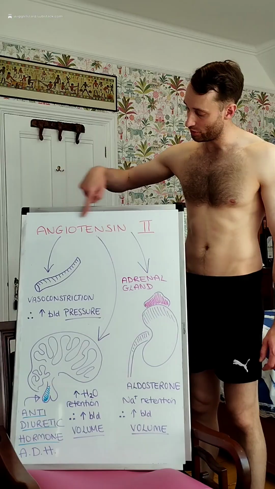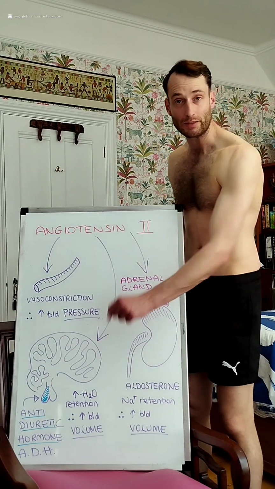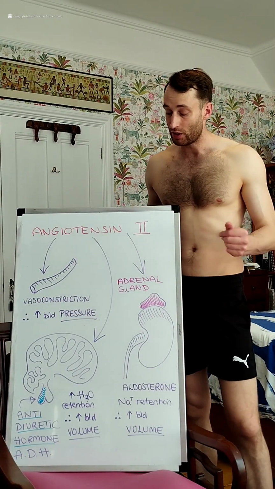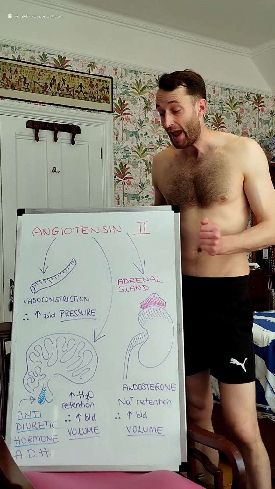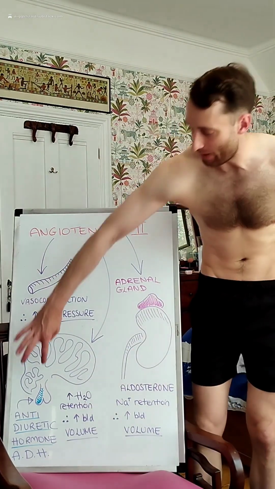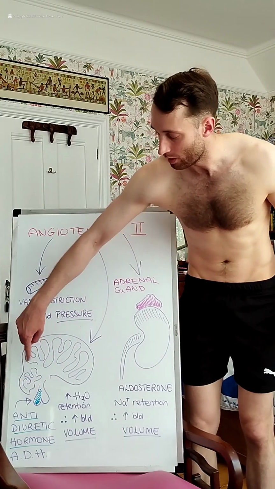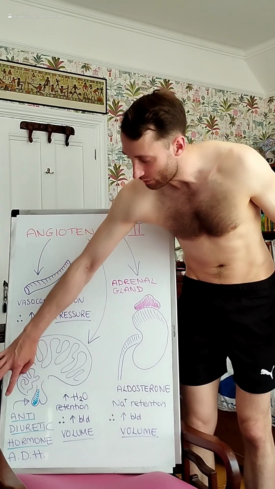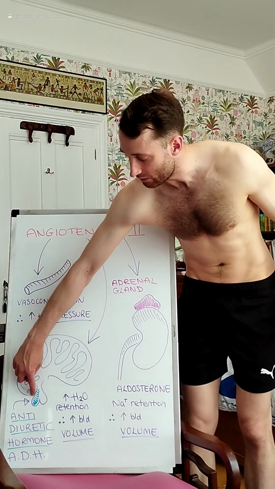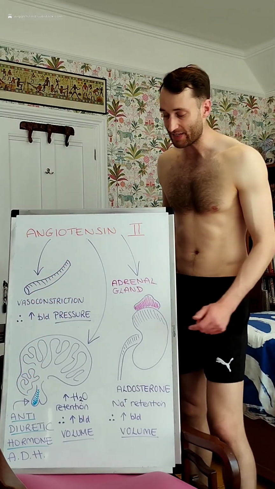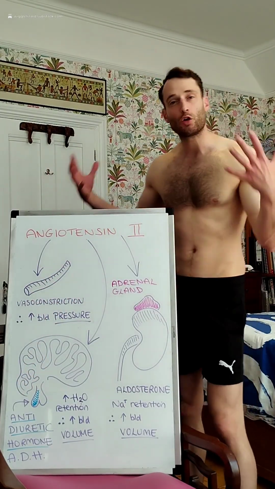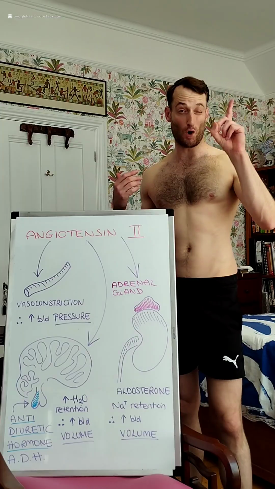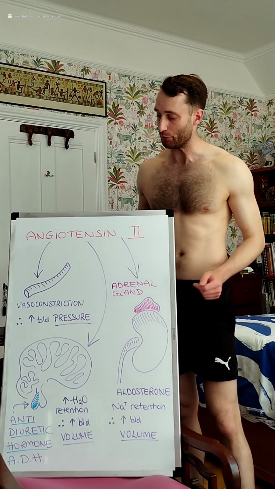The second thing that angiotensin 2 does is act on the brain, on the pituitary gland. The pituitary gland has a front one and a back one, an anterior and a posterior. Angiotensin 2 causes release of antidiuretic hormone from the posterior part of the pituitary gland. This causes increased water retention, and if you've got more water in your system, you've increased your blood volume. That was the second aim we wanted.